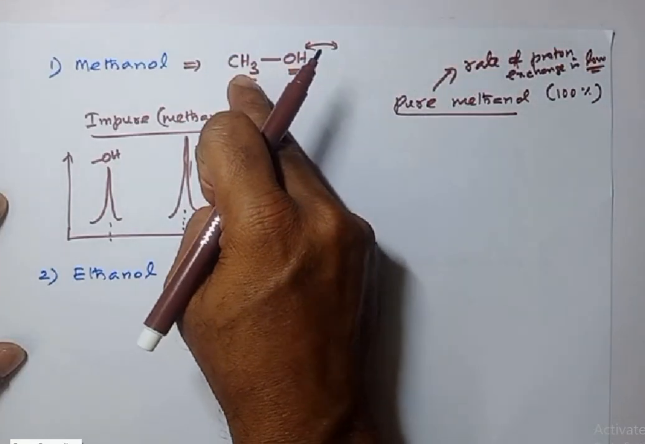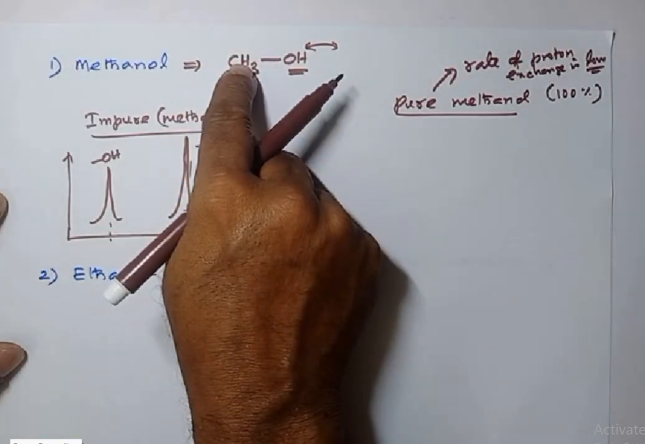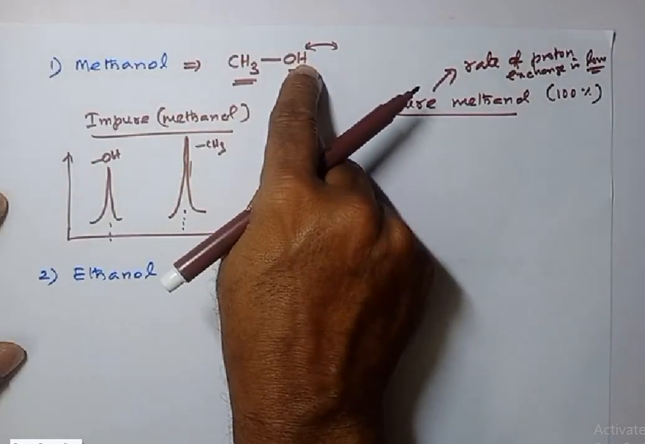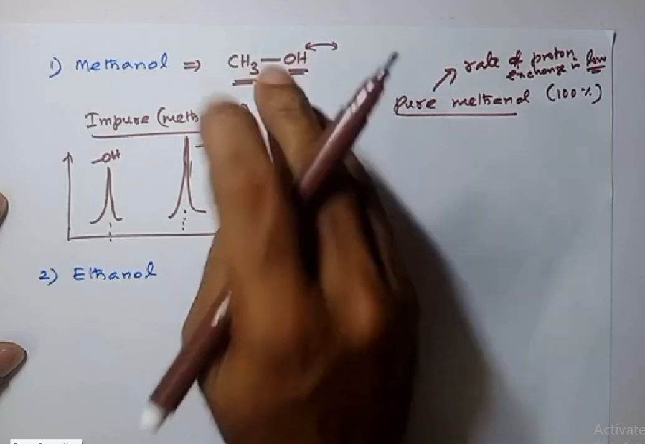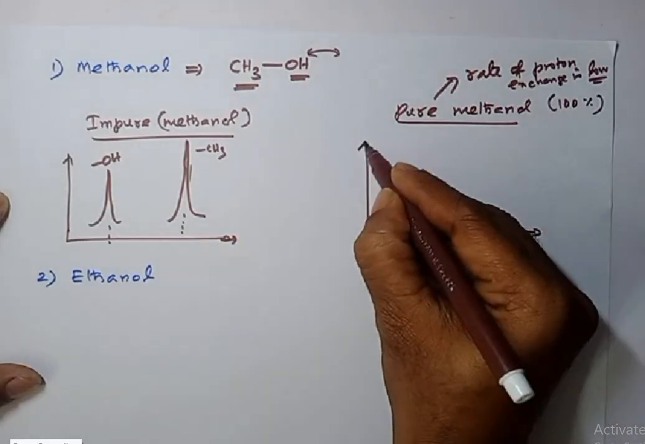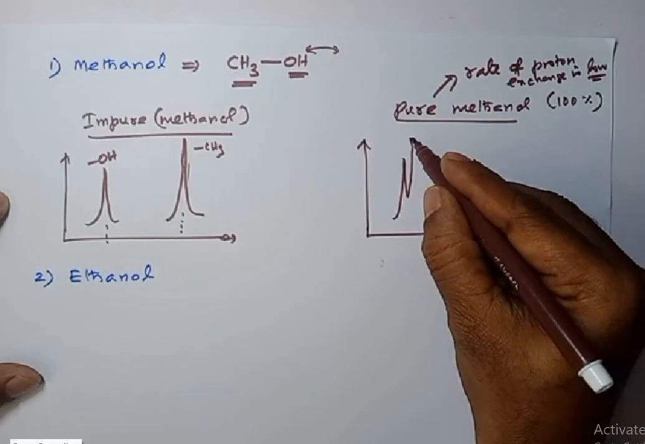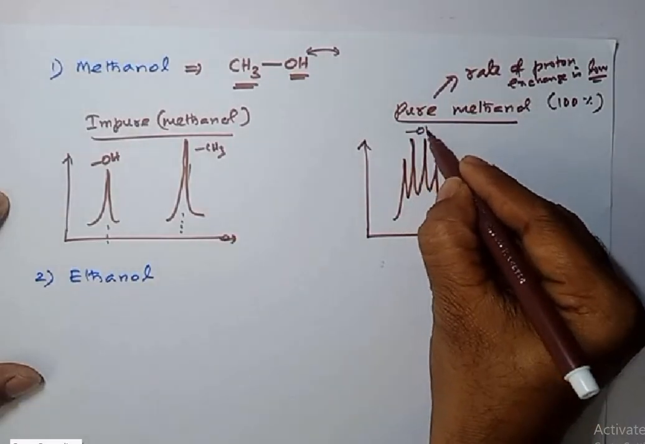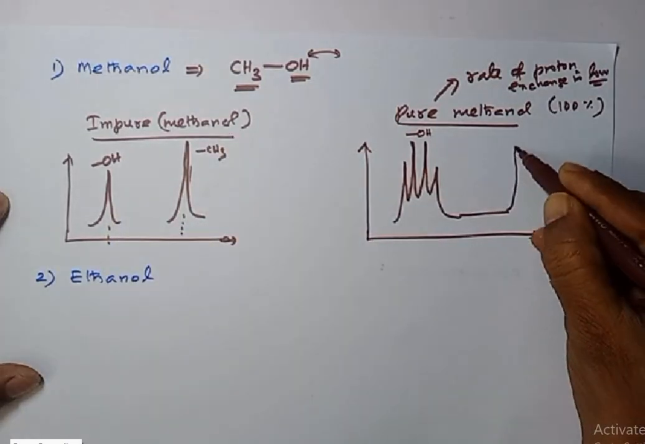During that period, the adjacent methyl protons couple with this hydrogen. So what will happen? The methyl signal is split by this hydrogen into a doublet. And the signal of the proton attached to oxygen, the OH proton, is split by the methyl group into a quartet. So in pure methanol, the signal appears like this. The OH proton signal gets split into a quartet. This is the OH signal. And the methyl signal is split by the OH proton into a doublet.